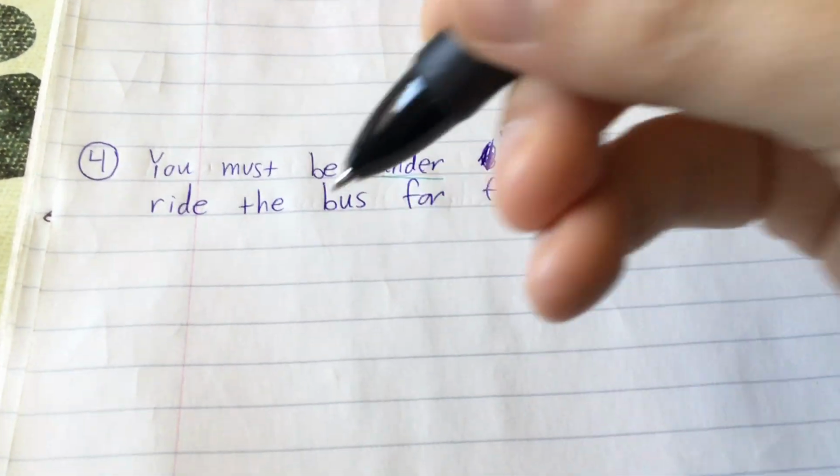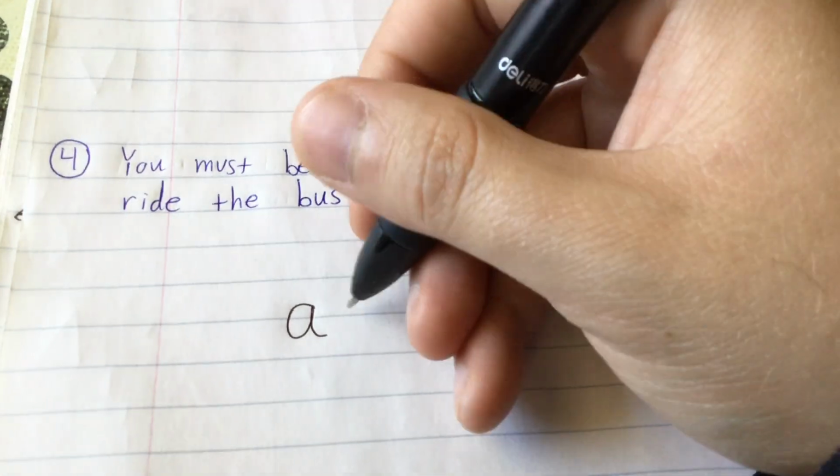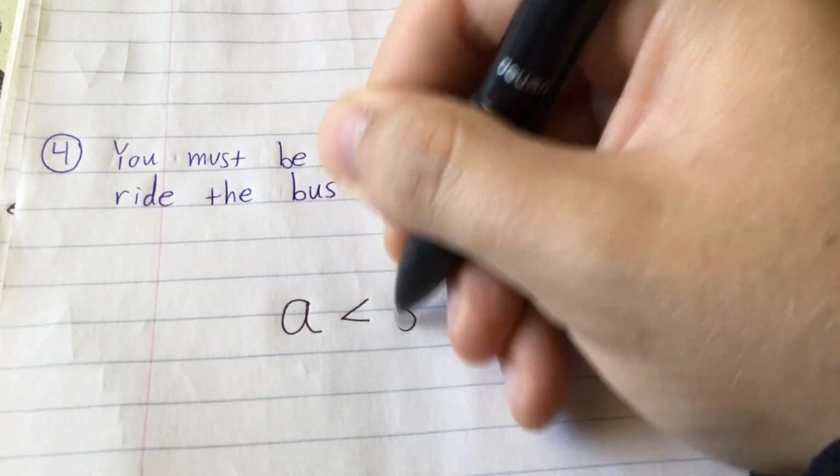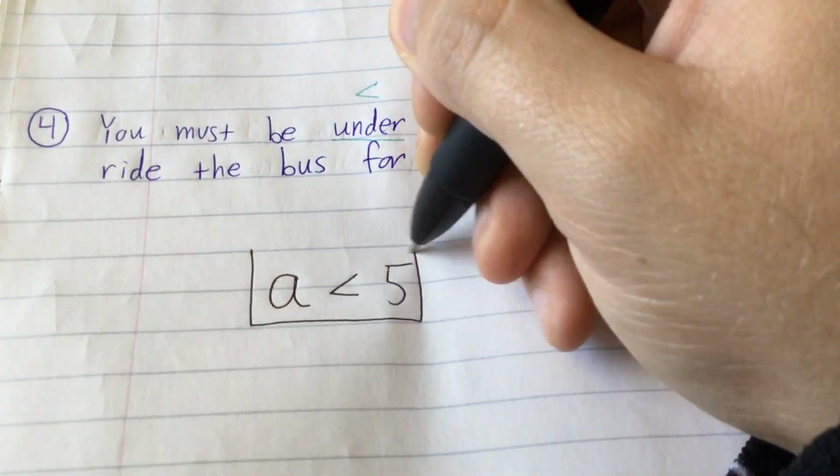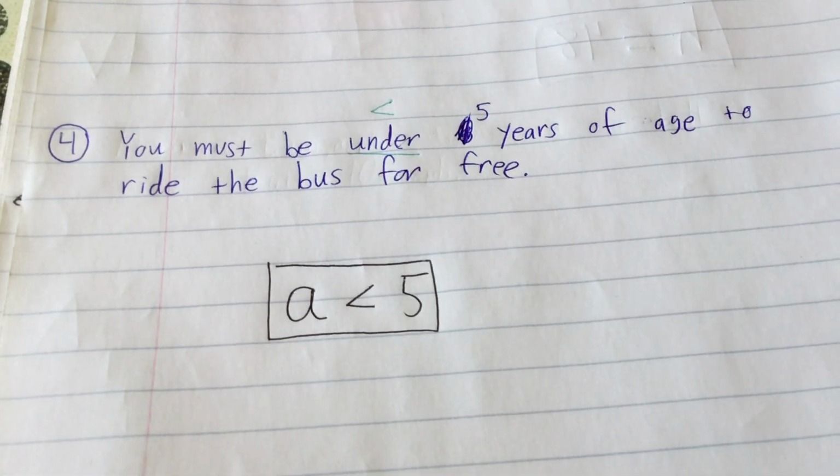So the age is under 5 years old. So age is less than 5. Okay?